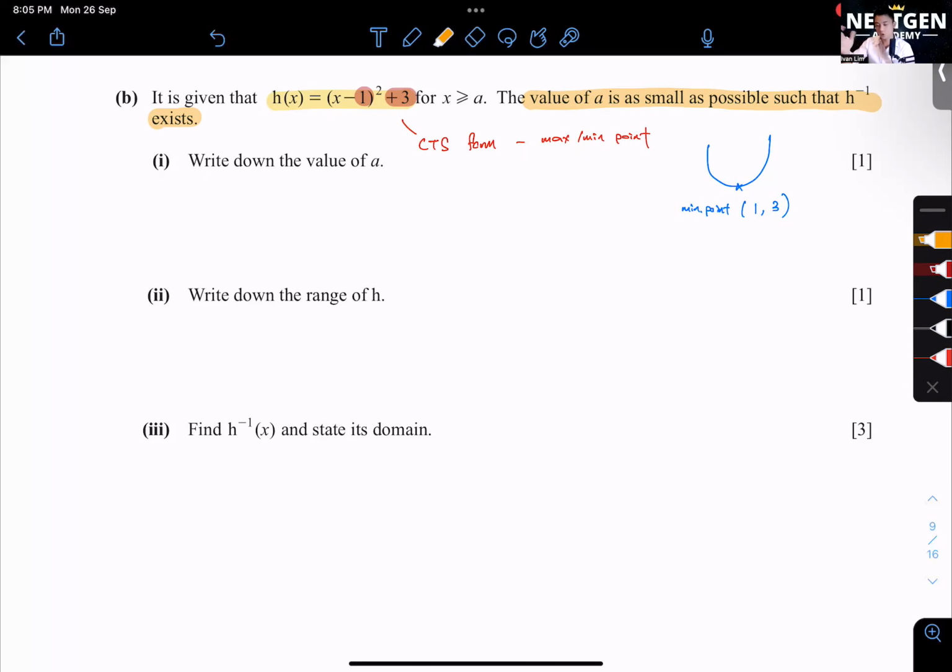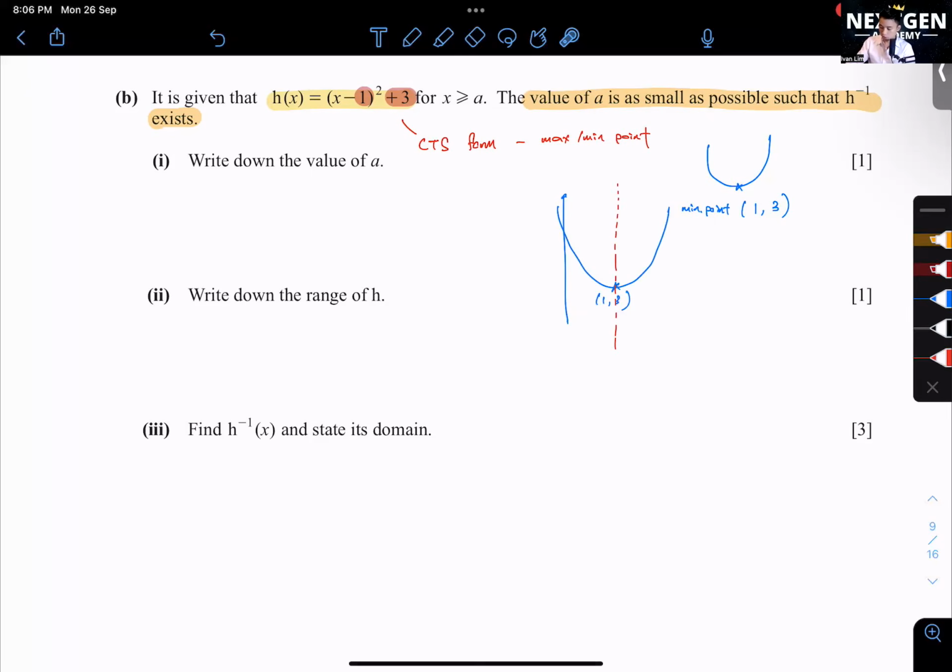Okay, so this one is actually going back to the early theory, your chapter 1, chapter 2. You all got to remember this. For a quadratic graph, for the inverse to exist, let's say I have a graph like this. You just need to remember, for it to exist, I can only take one side of it. It's either here or here for my inverse to exist.